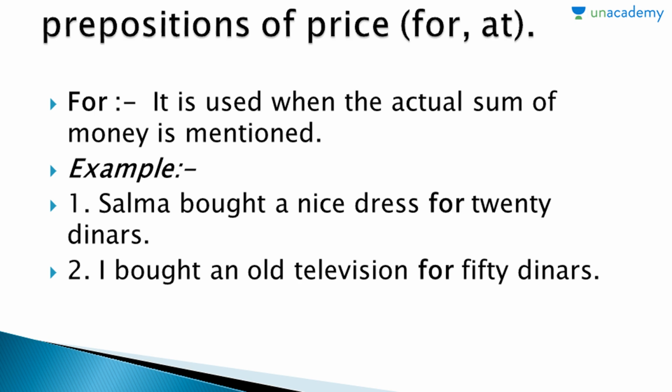So the example is, "for" is used when the actual sum of money is mentioned. For example, Salma bought a nice dress for 20 dinars. So the actual sum of money is 20 dinars.